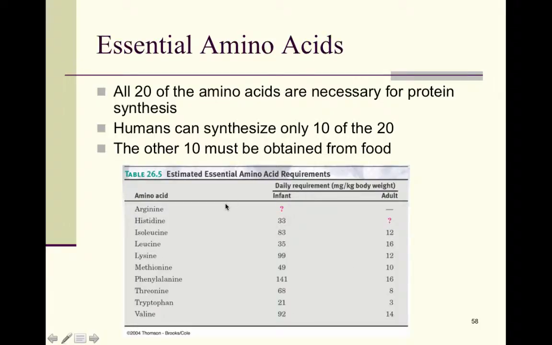Table 26.5 in your textbook shows the estimated essential amino acid requirements. They don't really have infant or adult values for the first two, but we do have the information for infant and adult for the rest of them. You're not required to know these daily requirements. You do need to know, though, which are the essential amino acids, the ones that we must obtain by food.